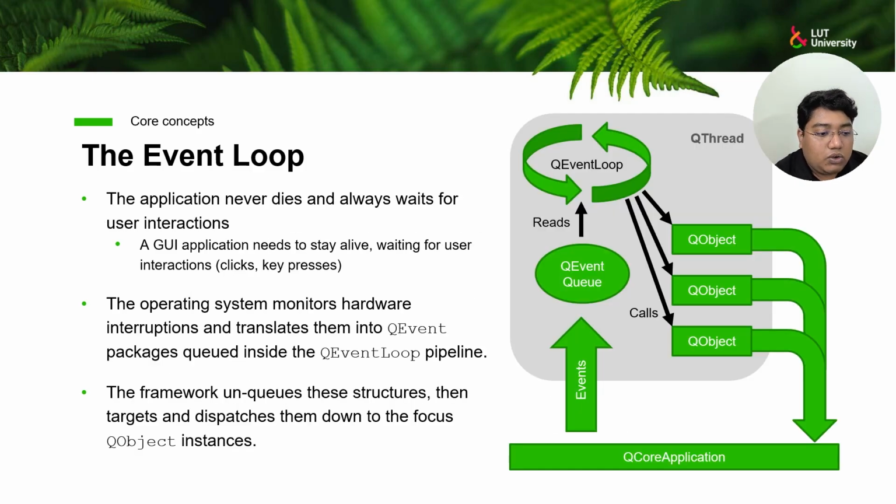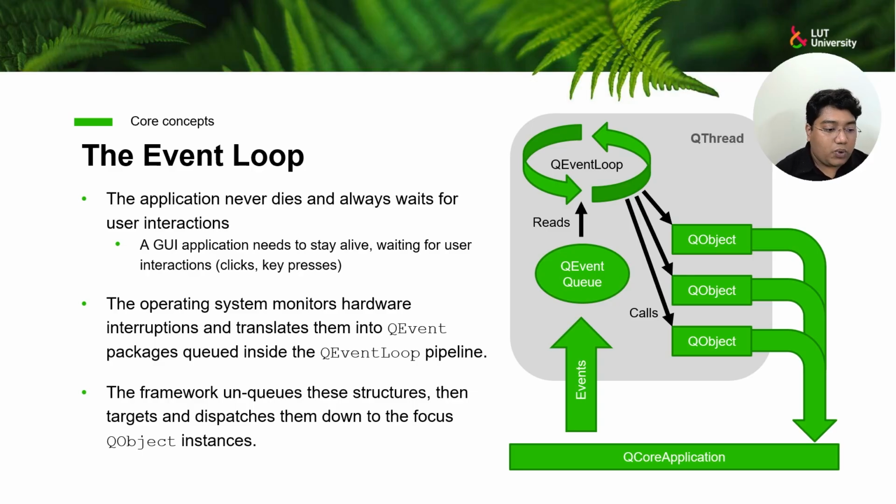Earlier, we said that GUI applications don't simply execute line by line and exit. Now, let's see what actually keeps them alive. At the heart of every Qt application is something called the event loop. The operating system is constantly monitoring what's happening. Maybe the user clicks a mouse, maybe they press a key, or maybe a network message arrives. Whenever one of these things happens, the operating system creates an event. Qt collects those events and places them into an event queue.